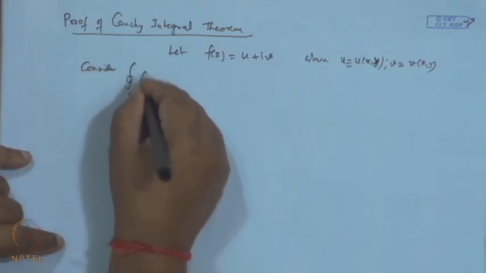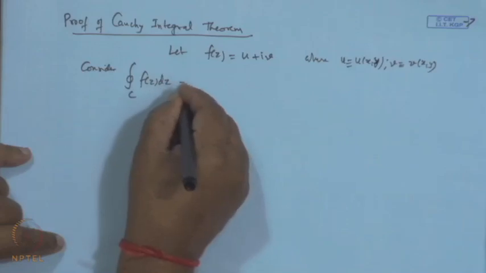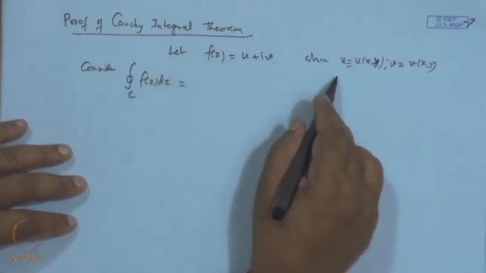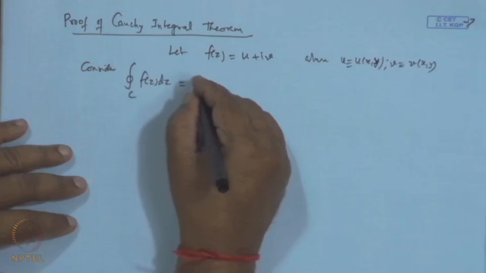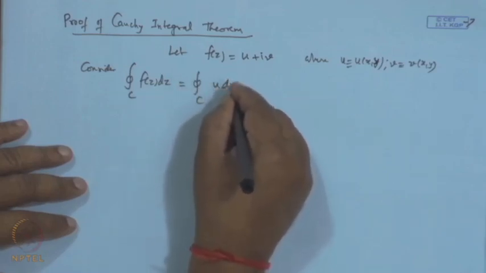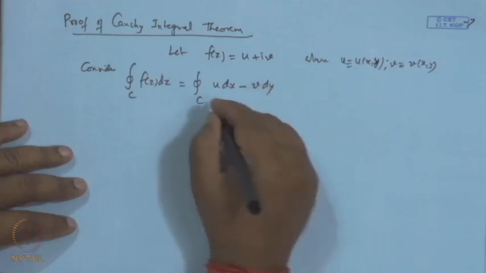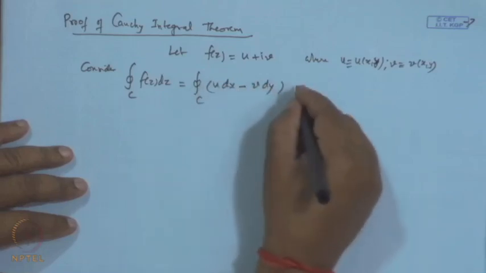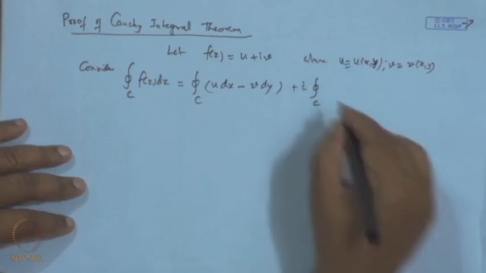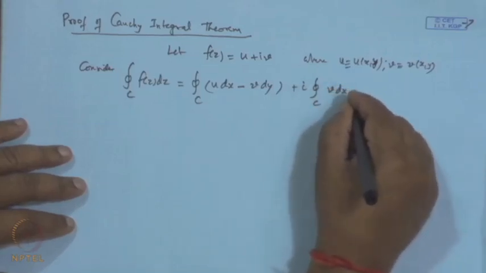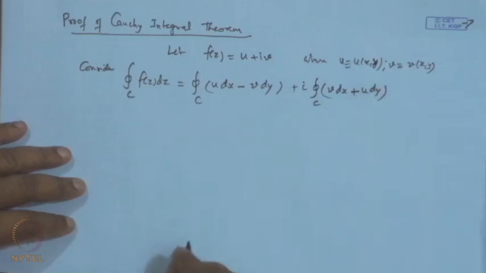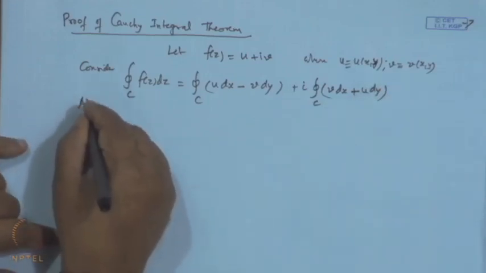the integral of f(z) dz. Now, when you substitute f(z) equal to u plus i v and dz equal to dx plus i dy, then it can be broken up into two parts, as we have seen in the case of line integral: the integral of u dx minus v dy, plus i times the integral of v dx plus u dy. Okay. Now, apply Green's theorem.